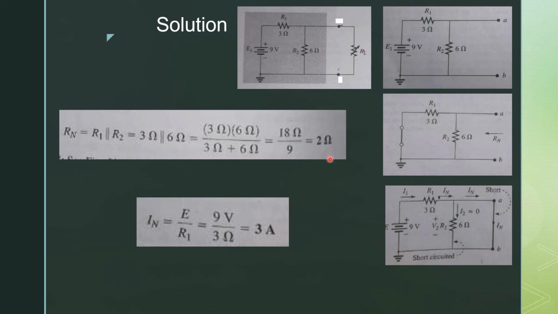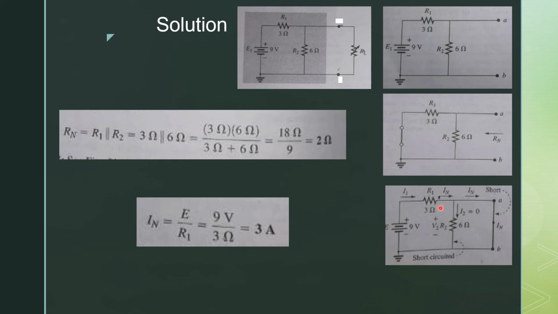Now in the next step, we have to find the Norton current. In order to find the Norton current, short circuit the two points A and B and find the current through that short circuit. So we set all the sources to their original position, and from the circuit you will see that all the current will flow through that short circuit and no current will flow through R2.